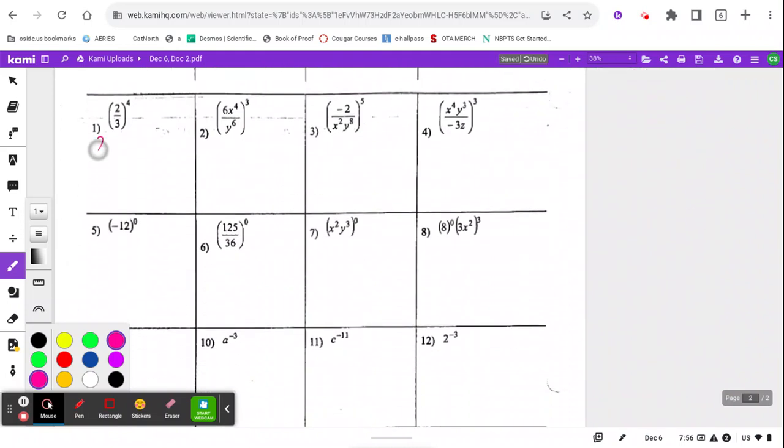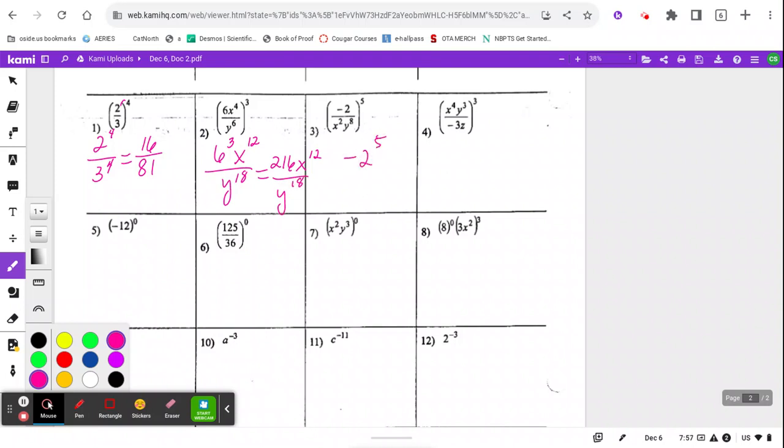Now we've got a fraction that's getting showered the power. It becomes 2 to the 4th over 3 to the 4th. It's not times 4, it's 2 to the 4th power. 2 to the 4th is 16, 3 to the 4th is 81. There's our answer. 6 to the 3rd, x to the 4 times 3 is 12, y to the 6 times 3 is 18. Final answer, 216, x to the 12th over y to the 18th.